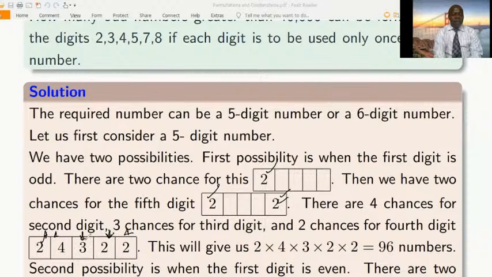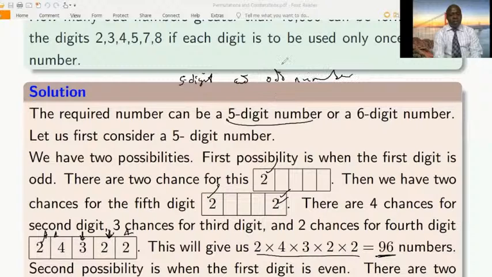So if I was to form a 5-digit number beginning with an odd number, I would form 96. So I will have 96 possibilities. That is the first option when forming a 5-digit number with an odd number being first.